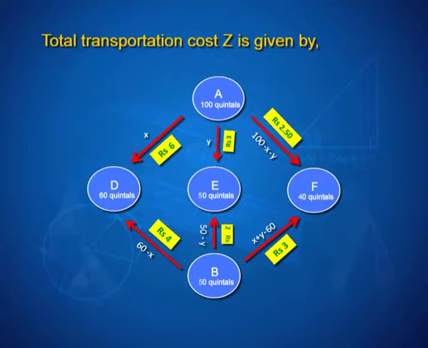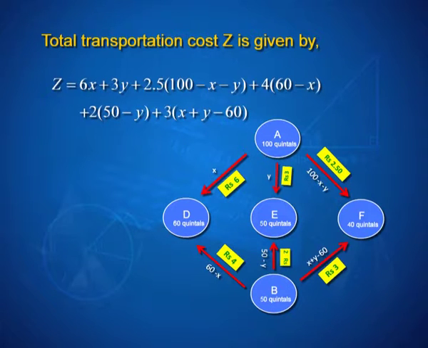Just keep this figure in front of you and now calculate the objective function, which is going to be nothing but 6 times X plus 3 times Y plus the cost from A to F. So, 2 rupees 50 paisa per quintal. For 100 minus X minus Y quintals, it will be 2.50 times (100 minus X minus Y). To this, we will add 4 times (60 minus X) plus 2 times (50 minus Y) plus 3 times (X plus Y minus 60).